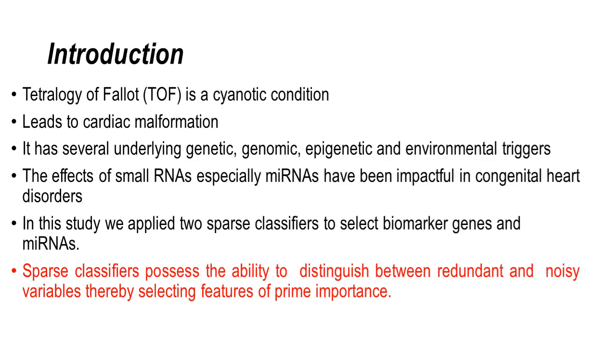Here in this study, we applied two sparse classifiers, Poisson's linear discriminant analysis and voom nearest shrunken centroids, to select biomarker genes and miRNAs. A Poisson distribution is a tool that helps to predict the probability of certain events happening when you know how often the event has occurred. The voom nearest shrunken centroids is a sparse classifier that models the mean-variance relationship using the voom method and incorporates voom's precision weights into the nearest shrunken centroids classifier via weighted statistics. So in the study, we applied both these classifiers to select biomarker genes and miRNAs.